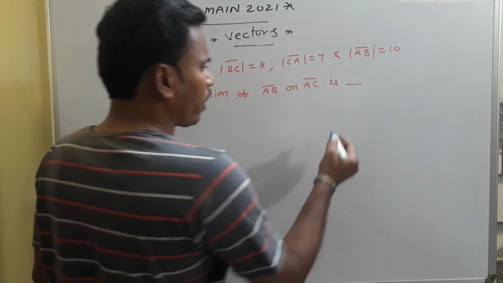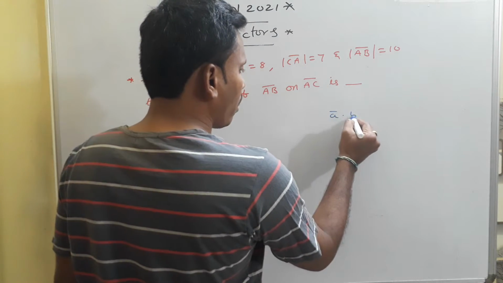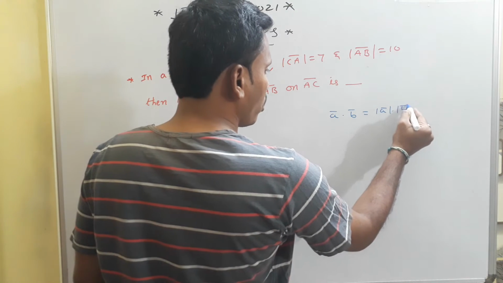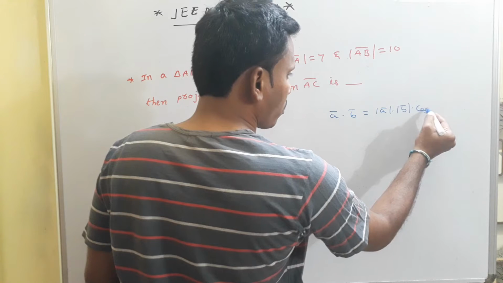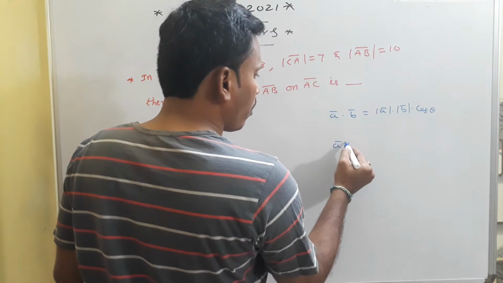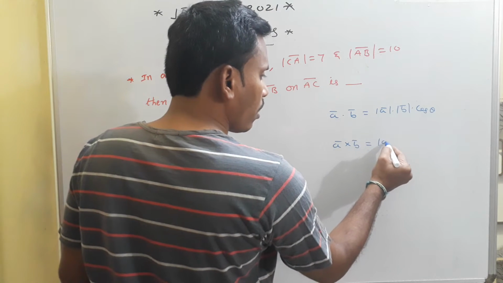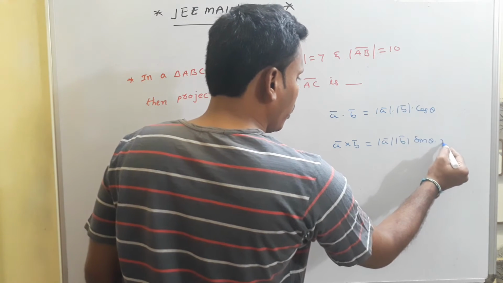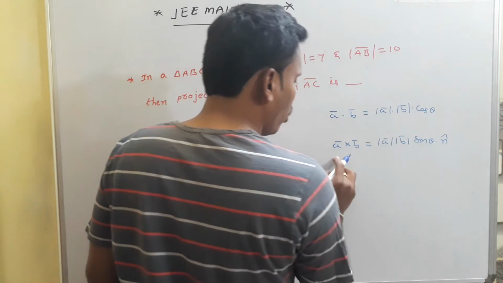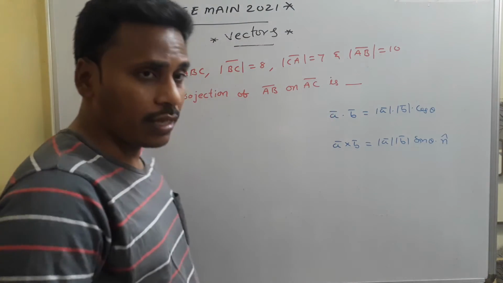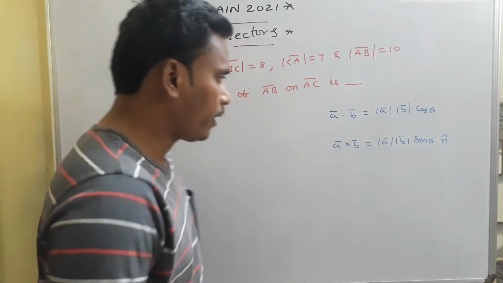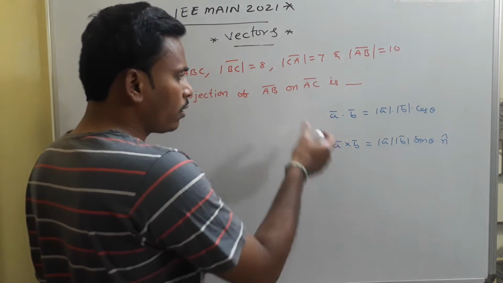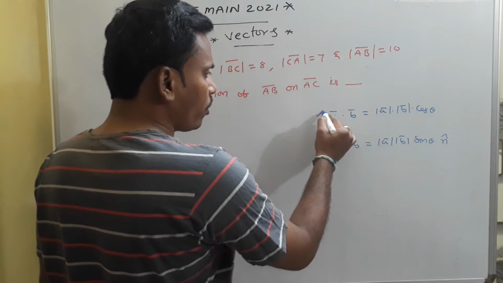I think you know that a bar dot b bar is nothing but what? Modulus of a bar, modulus of b bar into cos theta. Whereas a bar cross b bar is nothing but modulus of a bar, modulus of b bar into sin theta into n cap, which is the unit vector perpendicular to a bar and b bar. So to find angle, or to use dot product and cross product, we use these two relations.